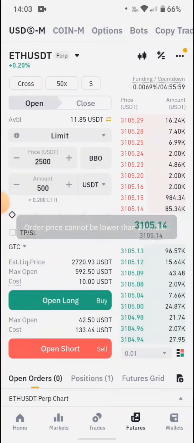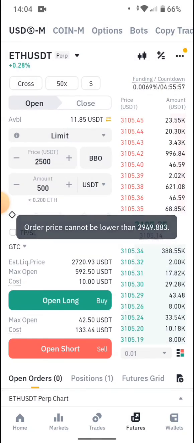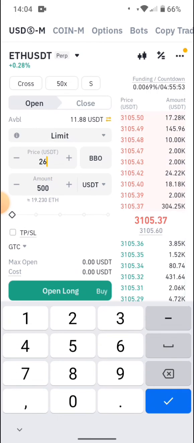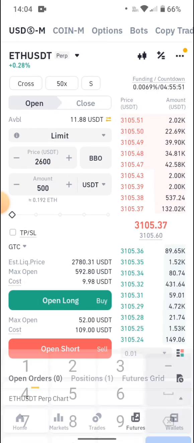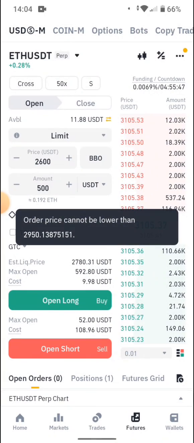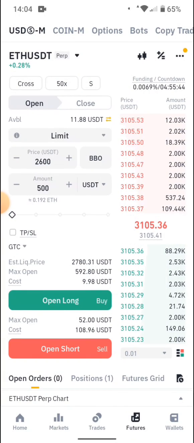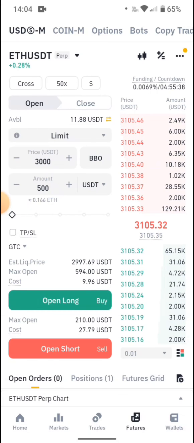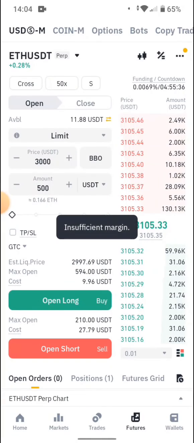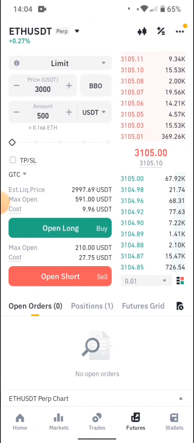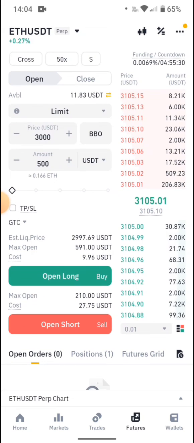Let's say we are selling. Okay, it says the price cannot be lower. So let's say now 2,600. Let's say we want to buy this. Price cannot be lower than 2,950. Okay, let's say 3,000. So now you want to buy at this future price. Insufficient margin. We don't have enough margin for now. So we don't have enough funds for now, guys.